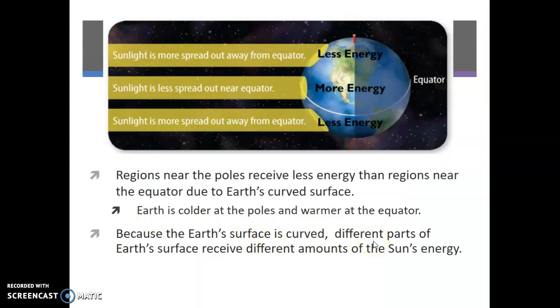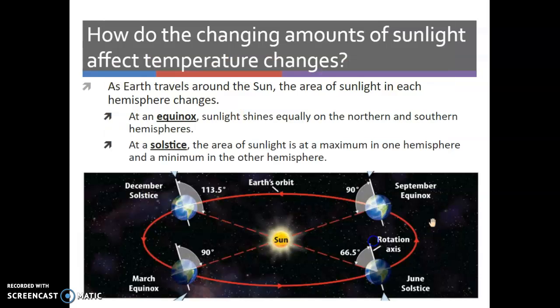So up towards the poles, the sunlight is more spread out, and it's less spread out near the equator. So you can see in that top picture, you get less energy away from the equator and more energy near the equator. So regions near the poles receive less energy than regions near the equator due to the curved surface. Earth is colder at the poles and warmer at the equator. Because the surface is curved, different parts of the Earth's surface receive different amounts of the sun's energy, and you can see that from that picture.